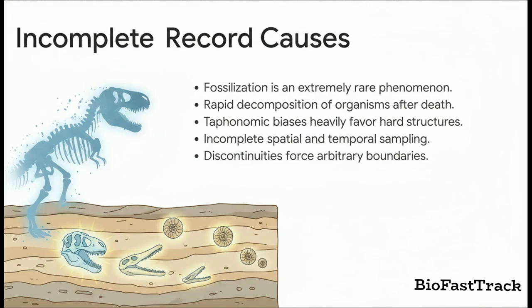Well, this brilliantly highlights the harsh reality of paleontology. For starters, fossilization is just an exceptionally rare phenomenon. Most organisms decompose completely and rapidly right after death. Plus, we're dealing with severe taphonomic biases, which simply means the fossilization process heavily favors preserving hard structures like bones and shells. Soft tissues are completely lost. Because of this, combined with incomplete sampling across the globe, our geological timeline is absolutely full of massive gaps.